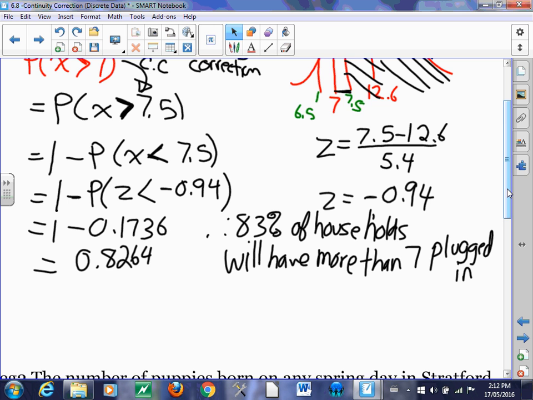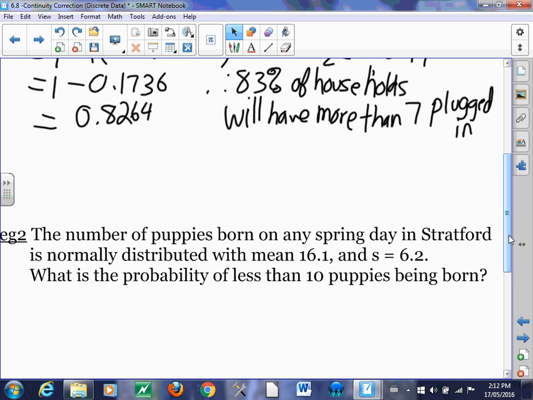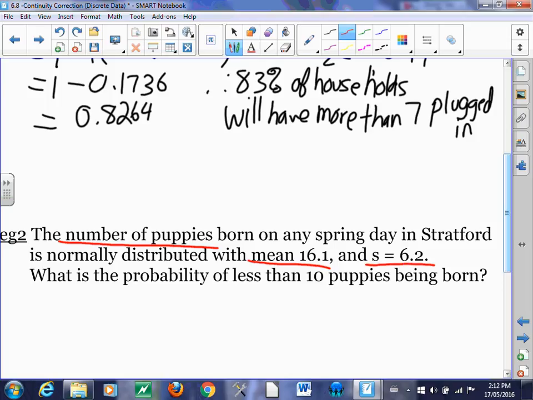Last example. Okay. Oh, boys and girls. The number of puppies. I just got a new puppy named Maya, so I'm all excited about this. The number of puppies born on any spring day in Stratford is normally distributed with a mean of 16.1 and a standard deviation, that just means it's a sample, of 6.2. What's the probability that less than 10 puppies are born?